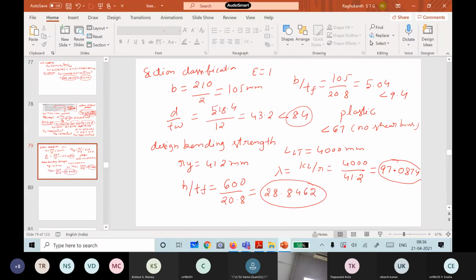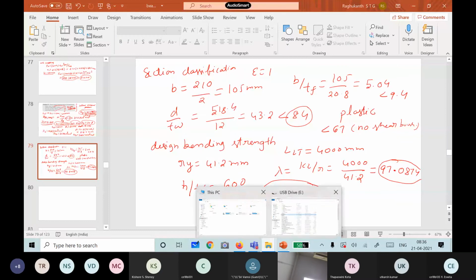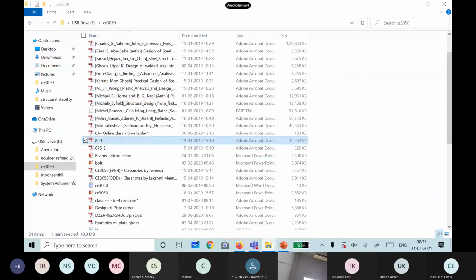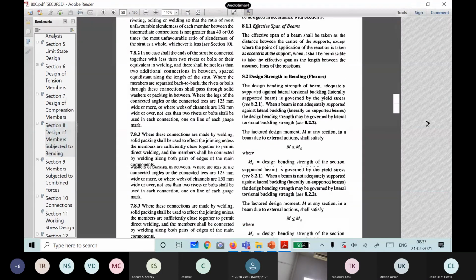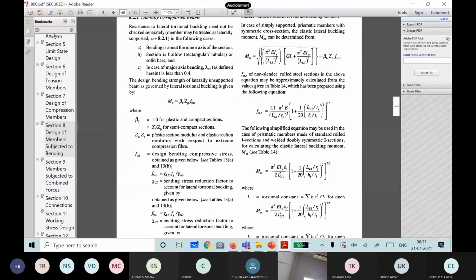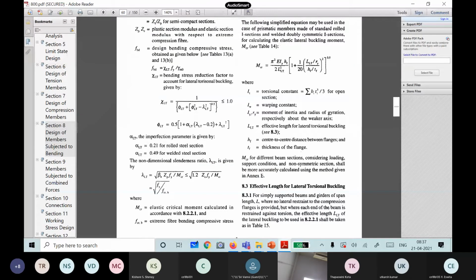Now in the IS 800, as already I told you, I will just open this. So if you open your IS 800, you open that bending section. So we have two tables that have been given to you. Okay, so it's very easy. No need to use any formula. So you can see this is the bending capacity, beta b ZP into FBD. So now we have to calculate FBD actual.